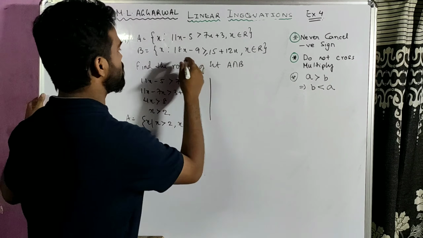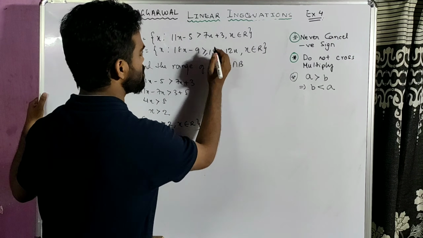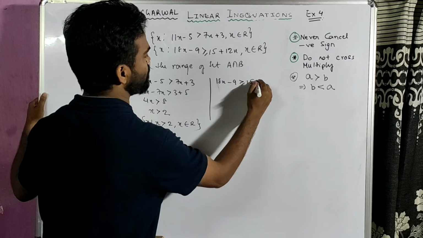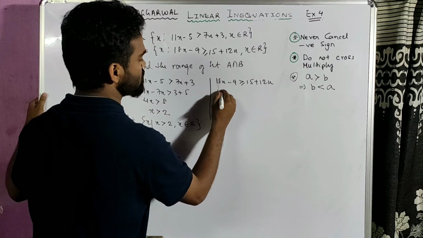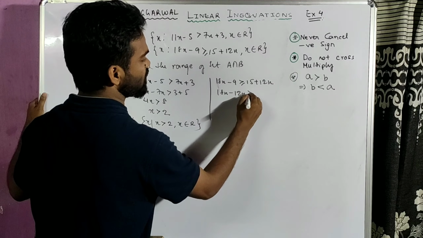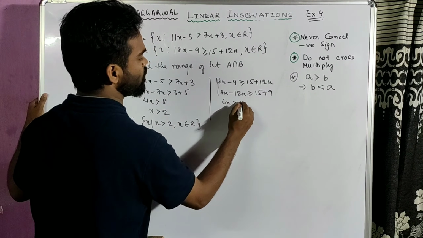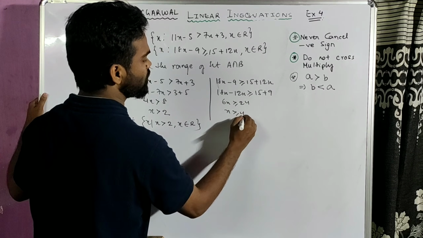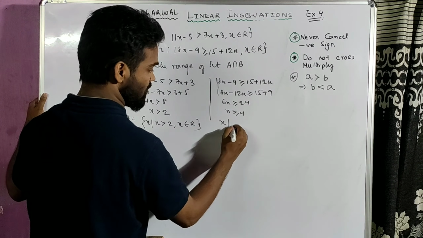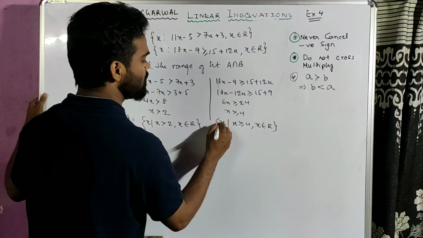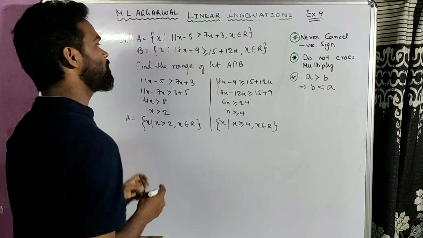Now we'll solve for B also. B is 18x minus 9 greater than or equal to 15 plus 12x. Look carefully. So this is 18x minus 12x greater than or equal to 15 plus 9, which means 6x greater than or equal to 24, x greater than or equal to 4, which means x is such that x is greater than or equal to 4 and x belongs to real numbers. That's my solution set for B.